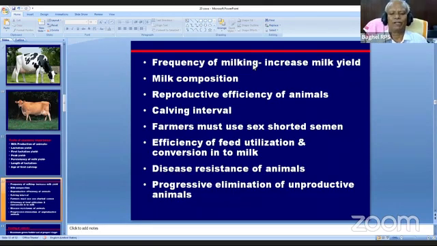The efficiency of feed utilization and conversion into milk. Whatever feed we are feeding to the animals, if that is not utilized properly, then milk production will reduce, and that is efficiency of feed utilization. So we must have in mind how the efficiency of feed utilization can be increased, mostly by proper mixing of the roughage and concentrate, mostly by giving good quality green fodder, by reducing the lignified portion of feed, and by adding supplements. So that will increase the feed utilization.